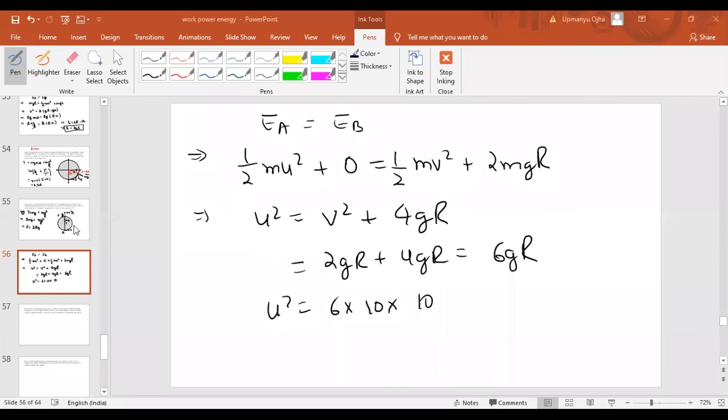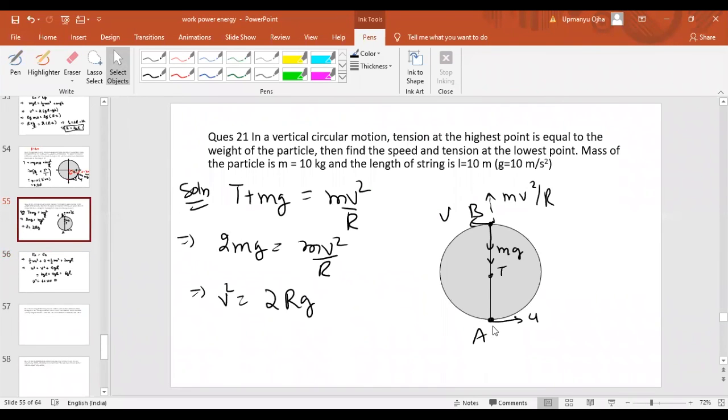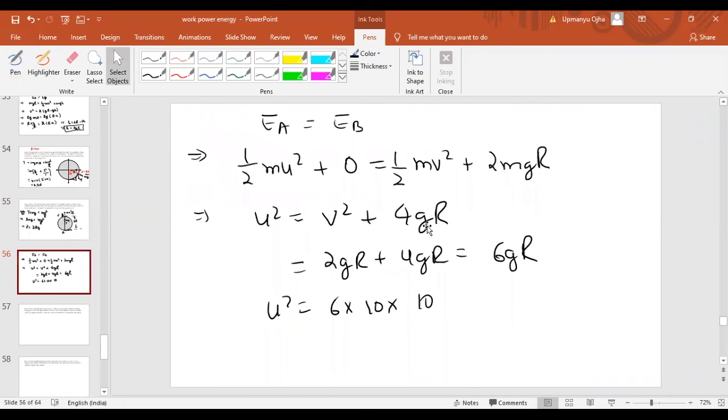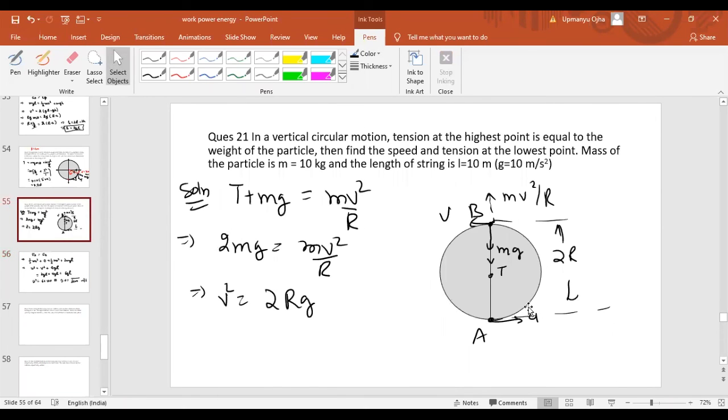See, if you take A as the reference point, then potential energy at A will be 0. Potential energy at B depends on how much height it has covered. That is 2r, because this is r and this is r. So potential energy will be mg into 2r, which is 2mgr. So u square will come as 600, and u will be equal to square root of 600 meter per second. So velocity at the lowest point will be root of 600 meter per second.